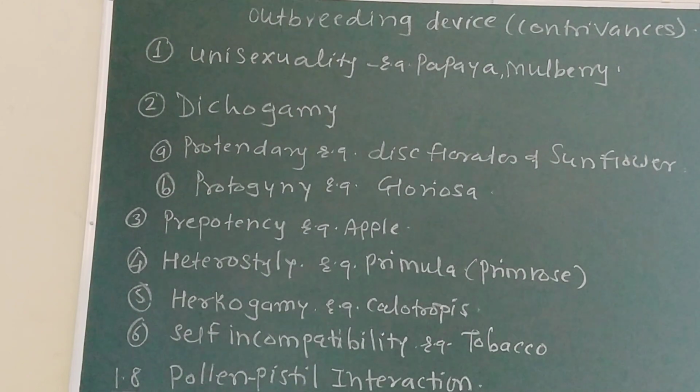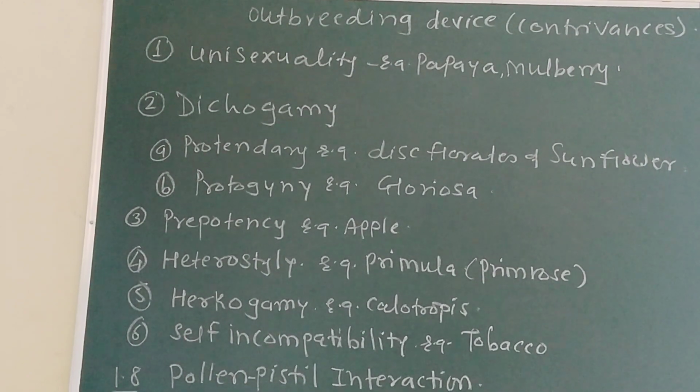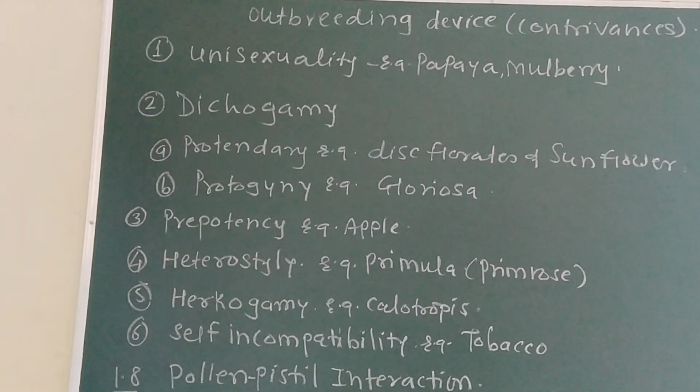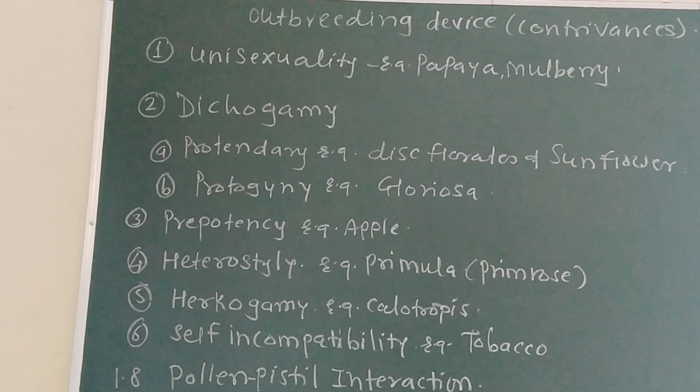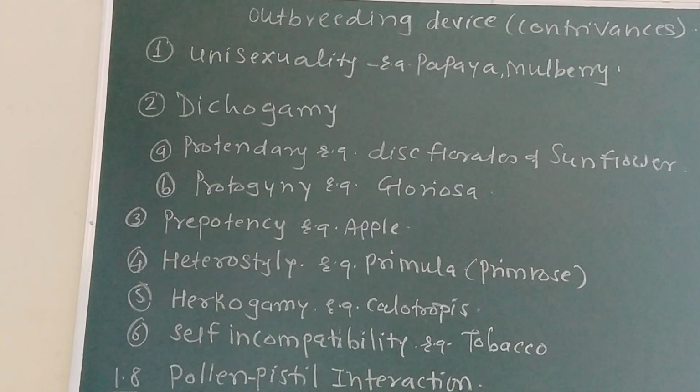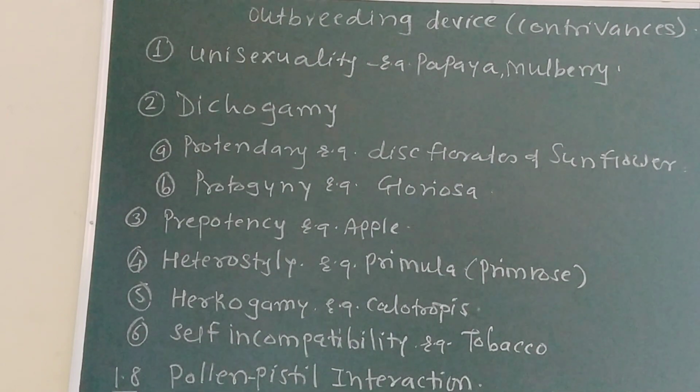There are some examples of the contrivances or outbreeding devices. First, unisexuality. In this case, the plant bears either male or female flowers. A flower is unisexual, so self-pollination is not possible. Plants may be monoecious, example maize, or dioecious, example mulberry, papaya.